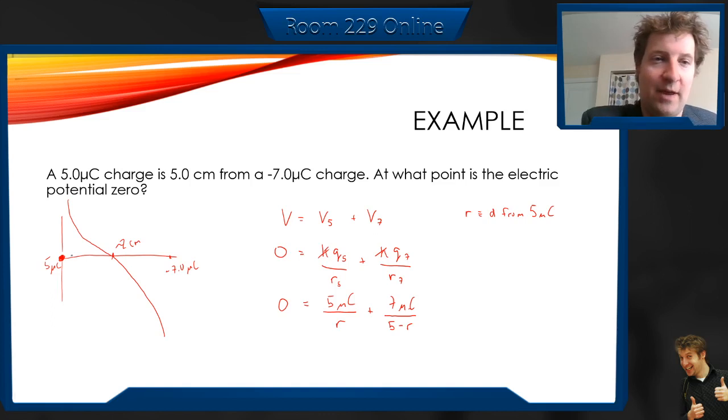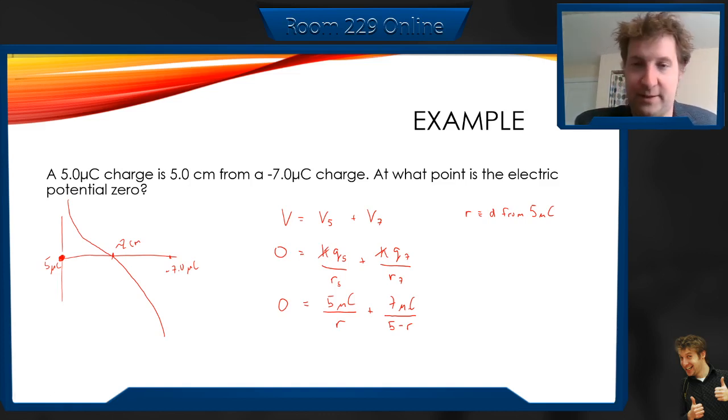Whatever distance I am away from my 5 microcoulomb charge, the total is always going to be 5 centimeters, right? 5 centimeters minus r. And I don't care about the fact that it's centimeters, because when I work out my answer, it's going to be in centimeters, and I've gotten rid of k. There's no units really that matter. I'll just get a nice value there. Now, all I have to do is solve this expression: 5 over r plus 7 over 5 minus r.